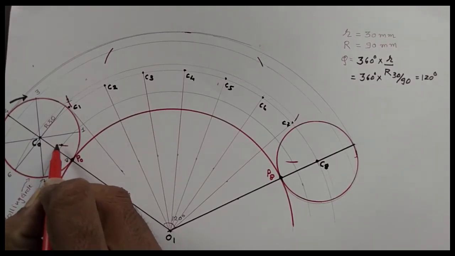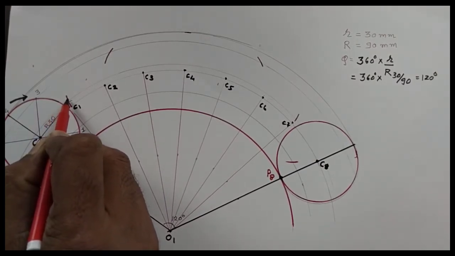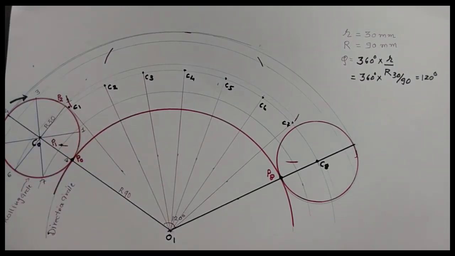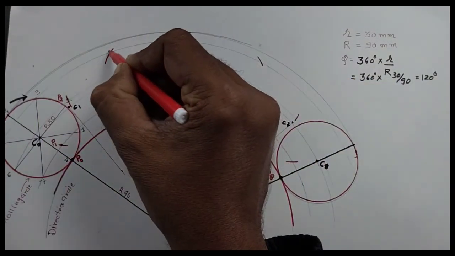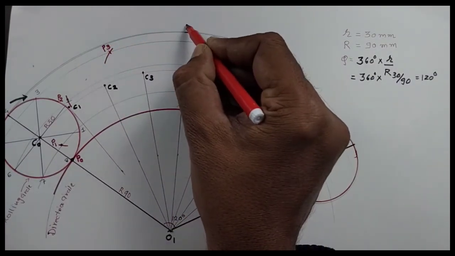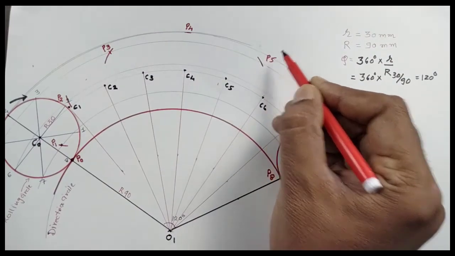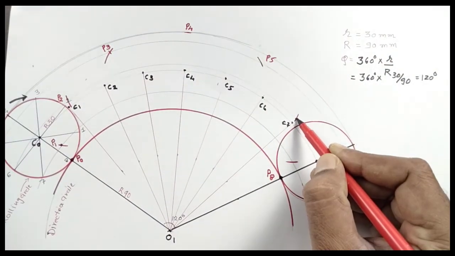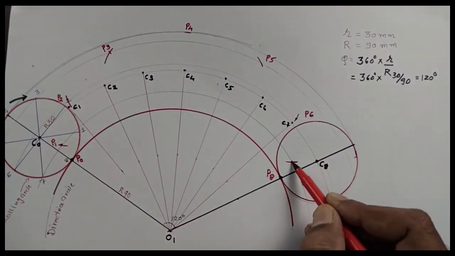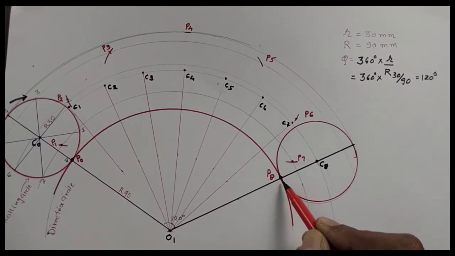So this is my P1, the intersection is here. So it is my P2. This is our intersection, it is our P3. This is the highest point, P4. It is P5. This is the point, it is our P6. This is our point P7, and this is P8.